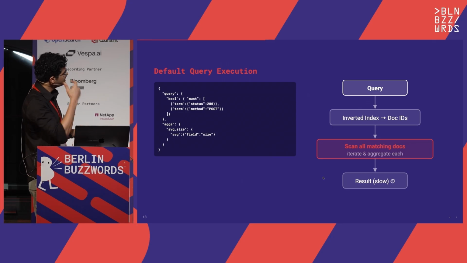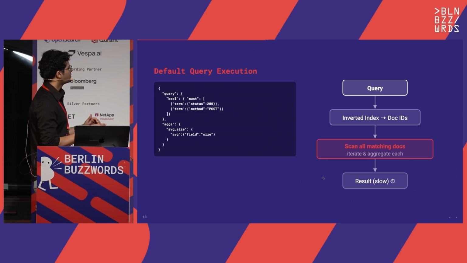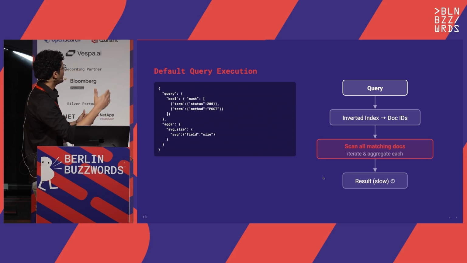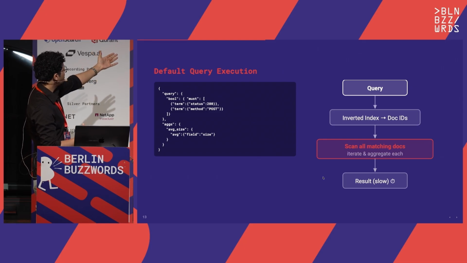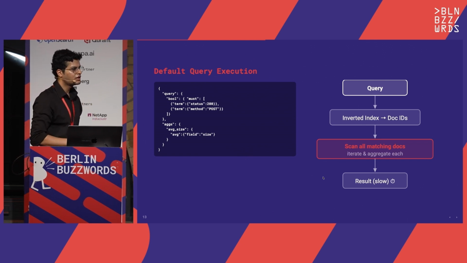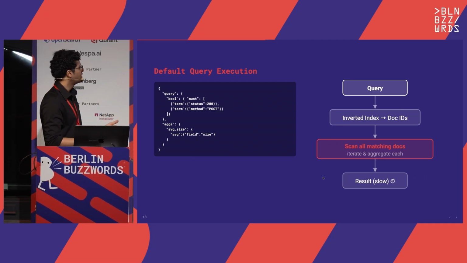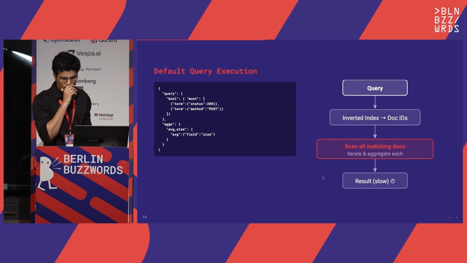Now the next part is the aggregation phase. In the aggregation phase, we have to iterate through all the matching documents and aggregate the size field for all of them. This part is the bottleneck. Let's say there are 200 million matching documents. You'll have to iterate 200 million times, get the size field from the doc values, and sum them up. This is the reason the query is slow.